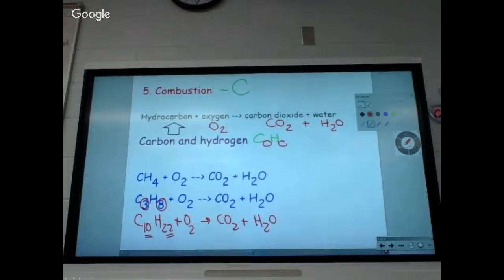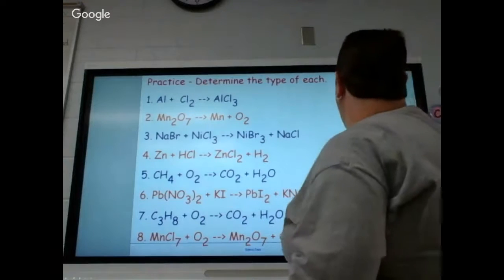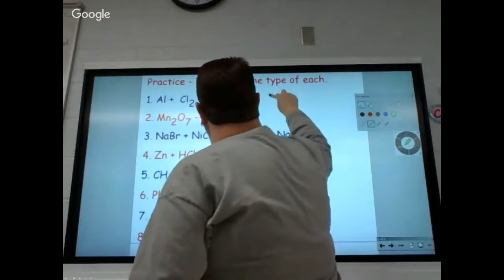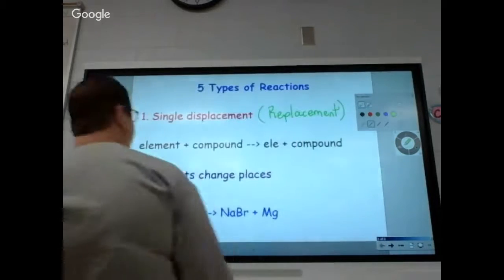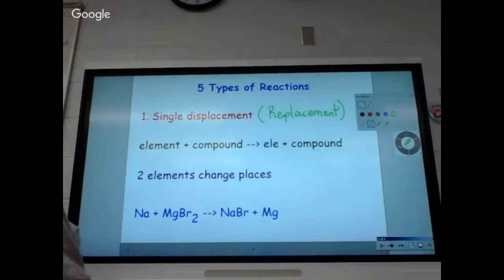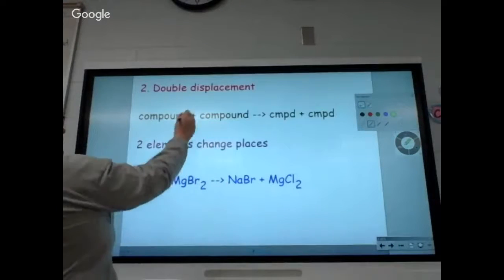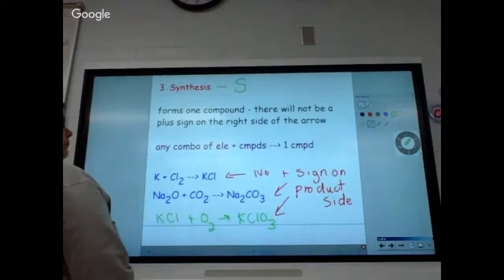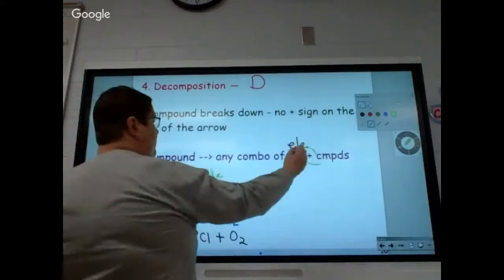All right, so if we look at this, okay? If we look at number 1, for example, how many plus signs do we have up here? One. Okay, so it can't be which ones? How many plus signs do we have here? One. So synthesis has 1. Decomposition has how many? One.